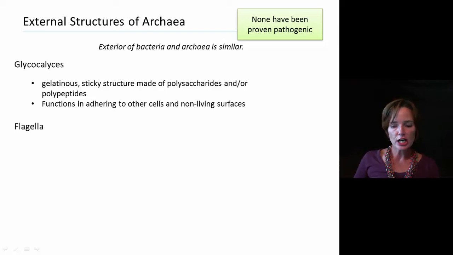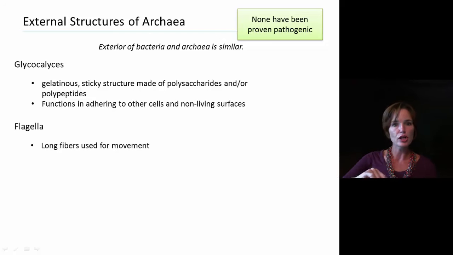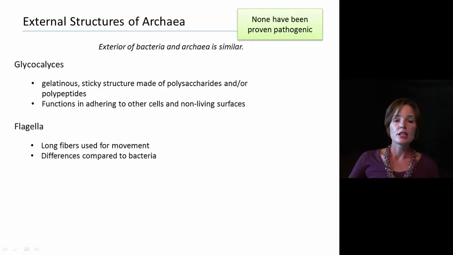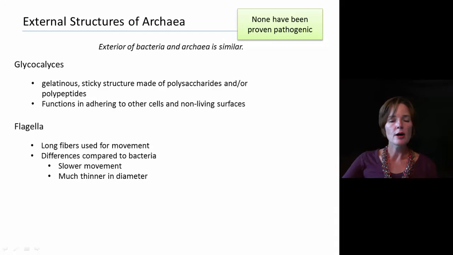They do also have flagella. Flagella, if you'll remember, are really long fibers, kind of long tails that they can use for movement. So these would stick outside of that cytoplasmic membrane. These do have some structural differences compared to what we would find in bacterial cells. So they're not exactly the same. They provide a slower movement for sure. They're much thinner in diameter, so about half the size of what the bacterial flagella would be like.